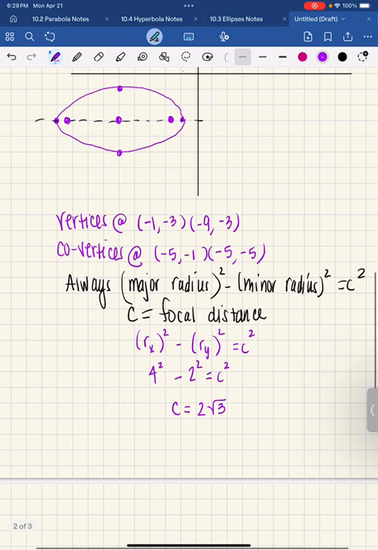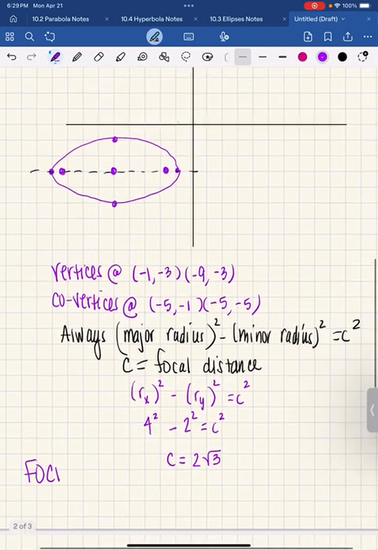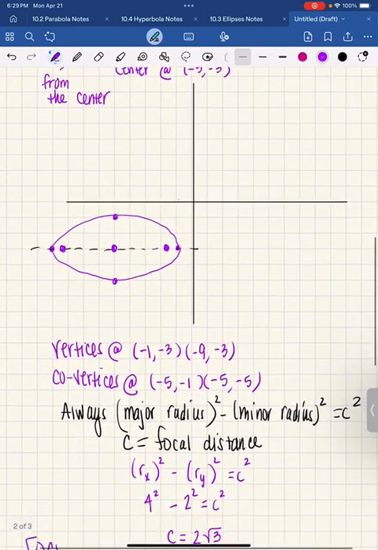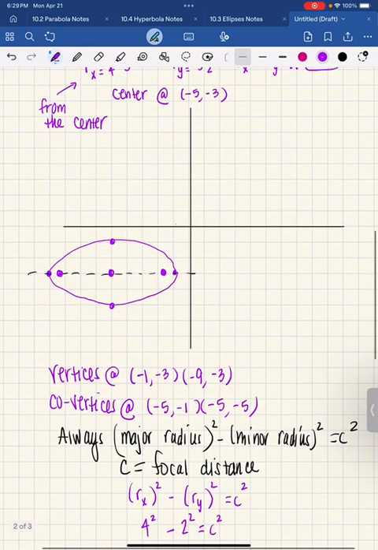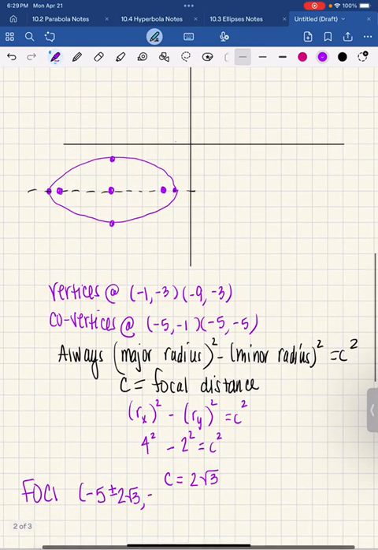It's not okay. So, for my center point, the x value of my center was how much? -5. -5 plus or minus 2 root 3, comma, -3, I want to say, yeah. And there you have your foci.